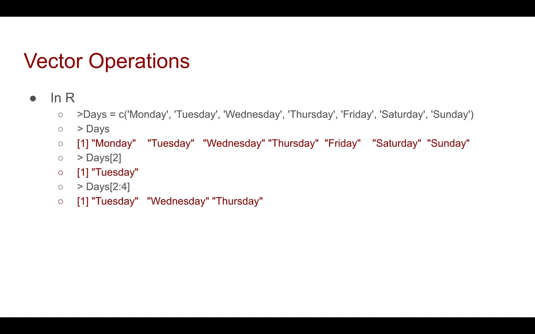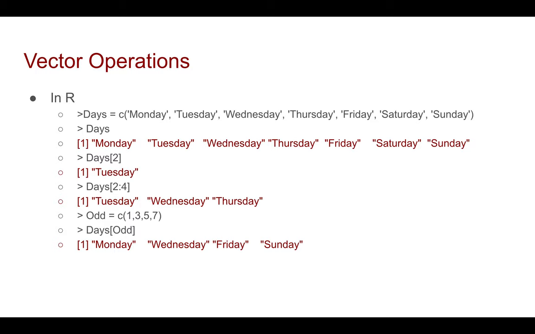What's also cool is we can pass a vector in the square brackets. So let's create a new vector, call it odd, with all the odd numbers: 1, 3, 5, and 7. And then if we say days and in the square brackets we put that vector, we'll get all the odd numbered days: Monday, Wednesday, Friday, Sunday.